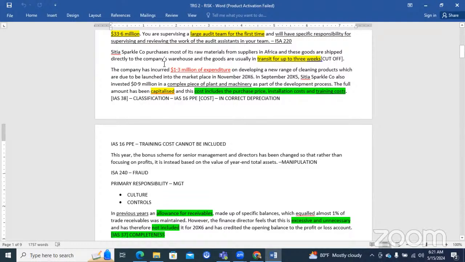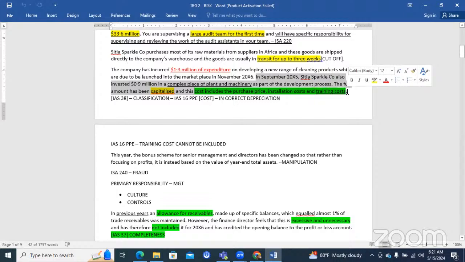So the first problem is the 1.3 million: research cost, development cost, classification. Sometimes they say the 1.3 million is development cost and they might recognize it in the balance sheet, but sometimes the 1.3 million might include some research cost also. That is the classification. But the second thing they said, it's clear, is a confirmed misstatement. This is a confirmed misstatement. Look at the story here. In September 2005, S company also invested 0.9 million in a complex piece of plant and machinery.